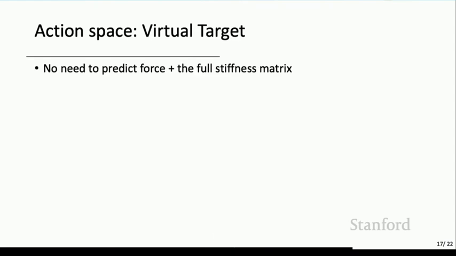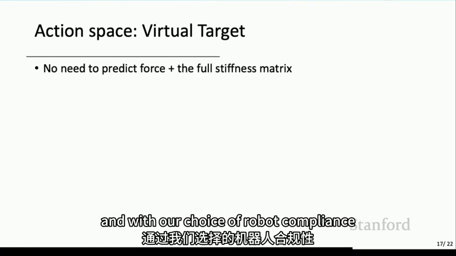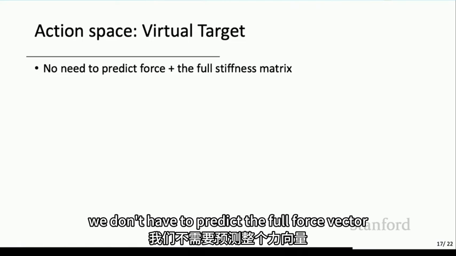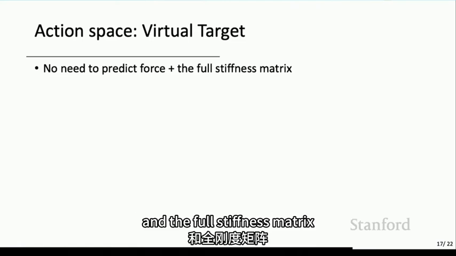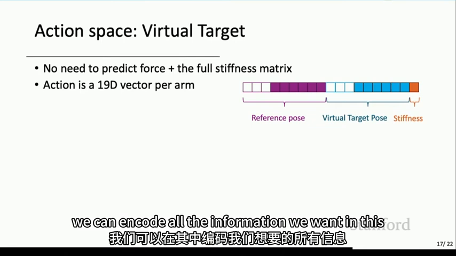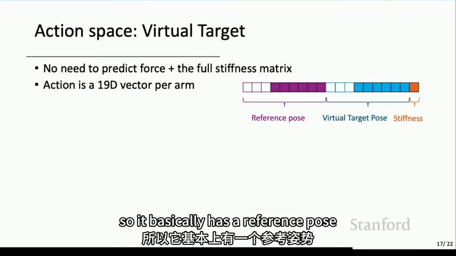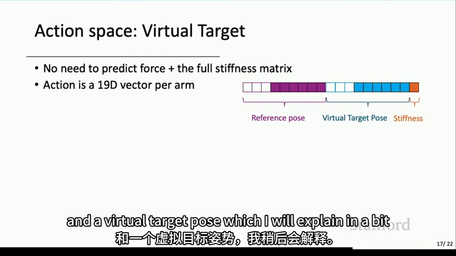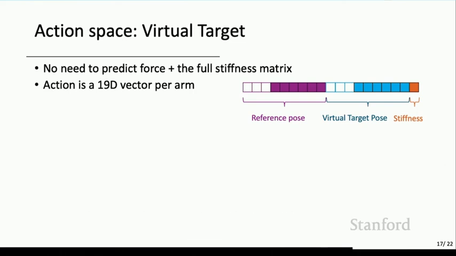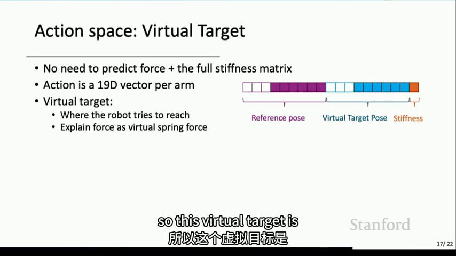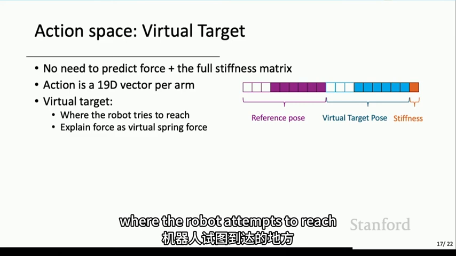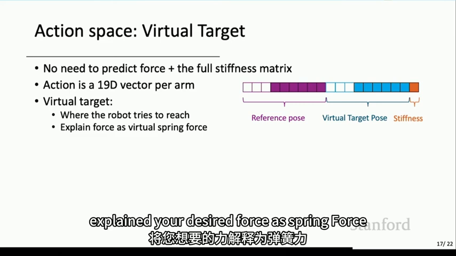So with our choice of robot compliance, we don't have to predict the full force vector and the full stiffness matrix. We can encode all the information we want in this 19-dimensional vector per robot arm. So it basically has a reference pose and a virtual target pose, which I will explain in a bit, and one value for the stiffness. So this virtual target is where the robot attempts to reach. It basically explains your desired force as spring force.